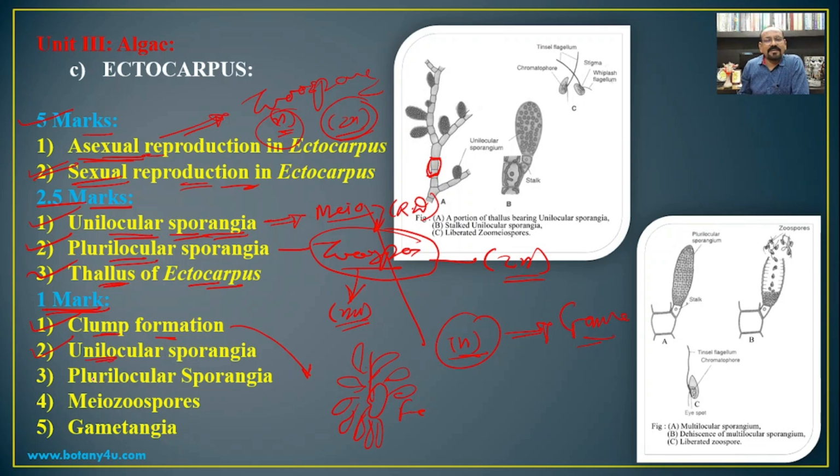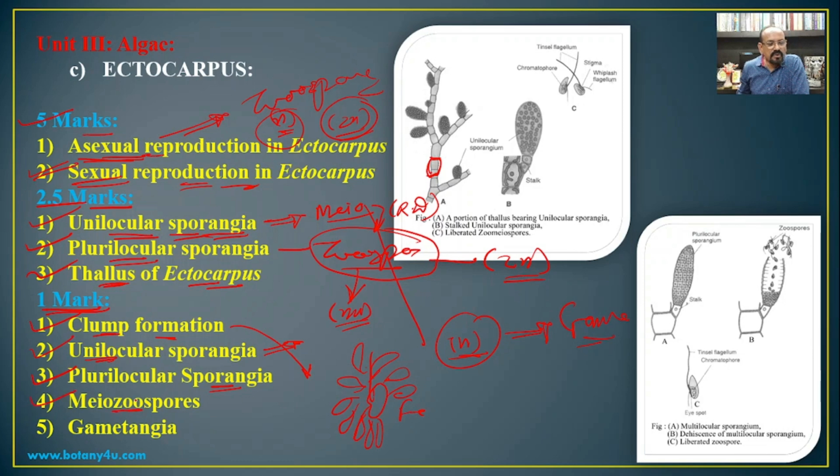Earlier we have seen that the unilocular sporangia are developed on the sporophyte, but during the course of the development of the meiospore there is a meiosis, that is the reduction division, which results into the formation of the meiospore, which germinates to form the gametophyte or the haploid plant body. Then plurilocular sporangia is responsible for the formation of the zoospore, which are diploid in nature and are involved in the multiplication of the sporophytic plant body.